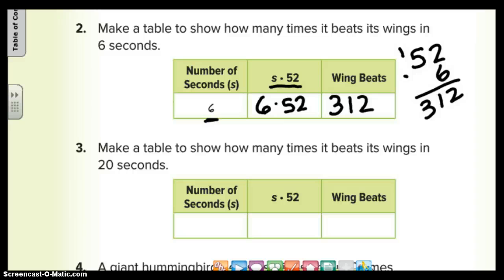Make a table to show how many times it beats its wings in 20 seconds. That's fine. We know that seconds is our variable down here, so we're going to plug in 20. Substitute S for 20. Do 20 times 52. I'm going to use a basic pattern that I remember. If I have a 0 in my question, I know I'm going to have a 0 in my answer. Then I can just do 2 times 52, which I've already done above, which would be 104. So in 20 seconds, the hummingbird beats its wings 1,040 times.